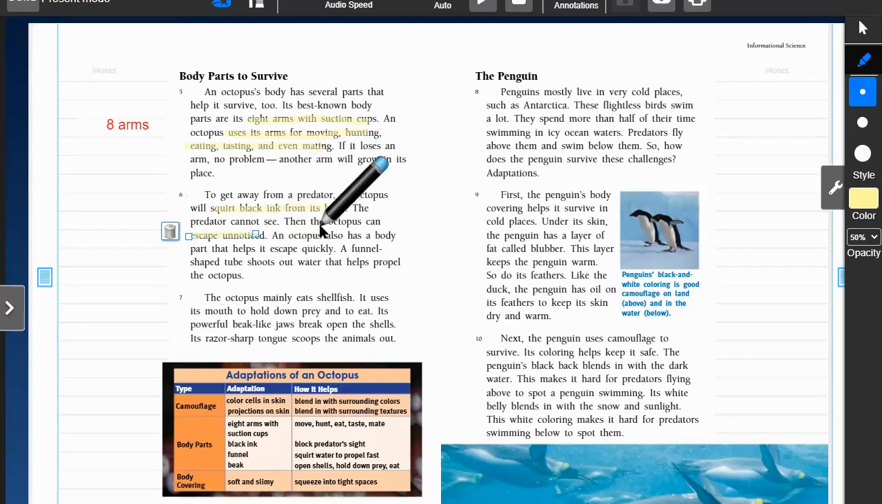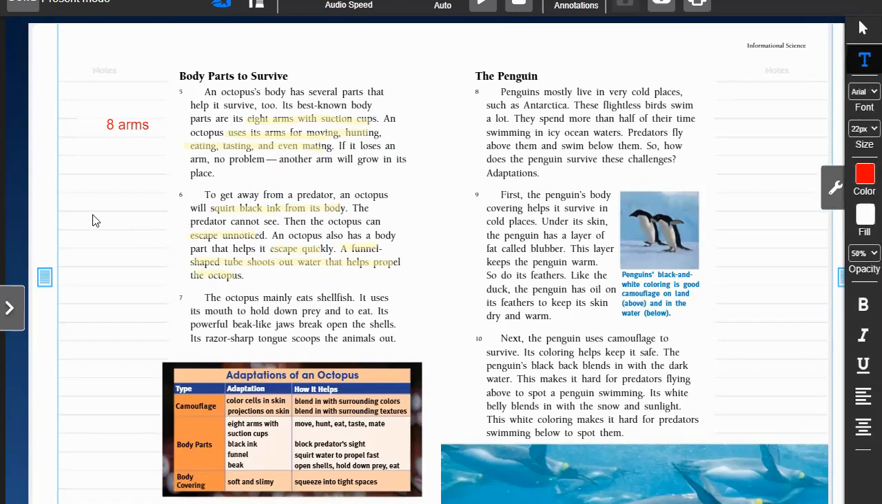Another adaptation we learned about in paragraph 6 is that it has a funnel-shaped tube. The octopus has this tube that shoots out water, and as a result, it helps it propel, so that it helps it move. It helps it move quickly. Therefore, it can escape if a predator is nearby. So this funnel-shaped tube is a body part.